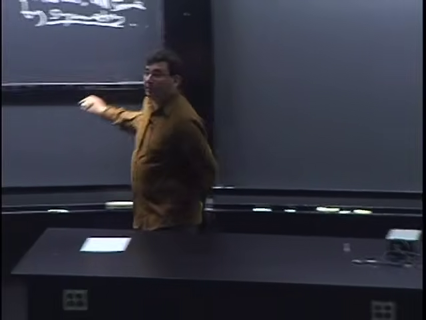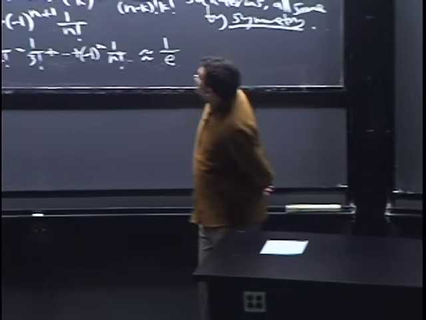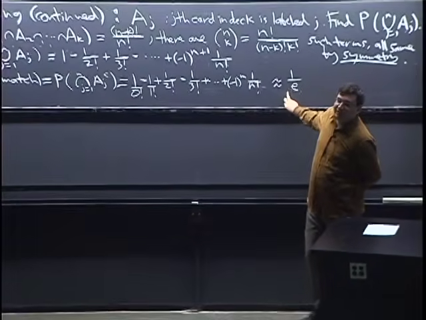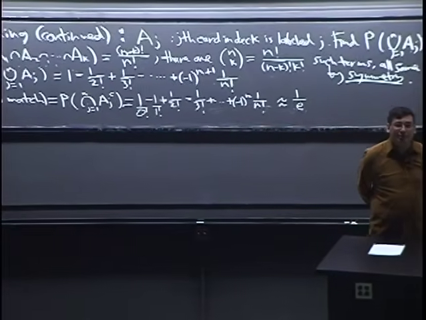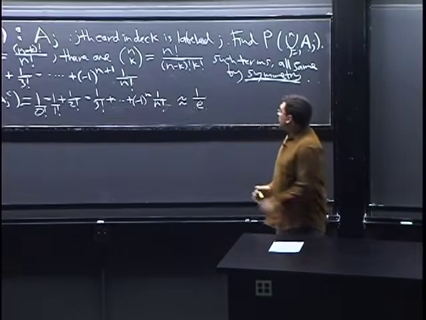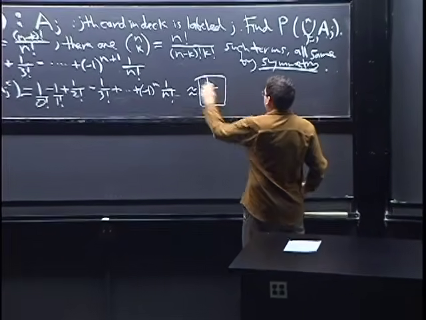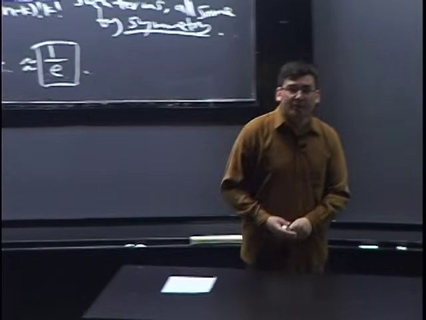I like this problem because, well, it's kind of cute. It illustrates 1 over e. It illustrates inclusion-exclusion, it illustrates symmetry, and those are all things we're going to see a lot of. Okay, so that's that problem.